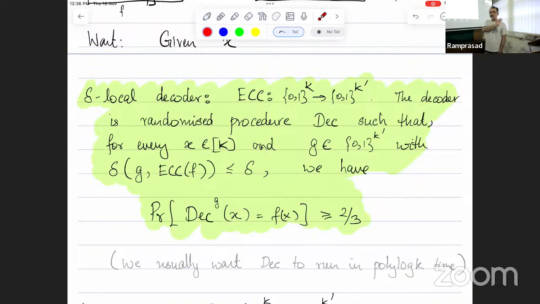I don't even have time to read the entirety of the truth table of G. So this is what I would want. This is the definition of what is called a delta decoder. And we will say that a code is delta decodable if there exists a decoder with small decoding time.